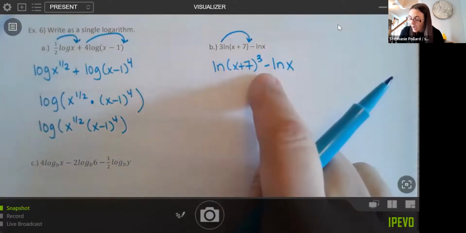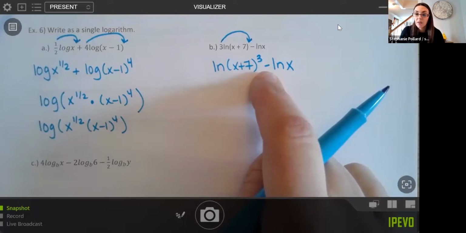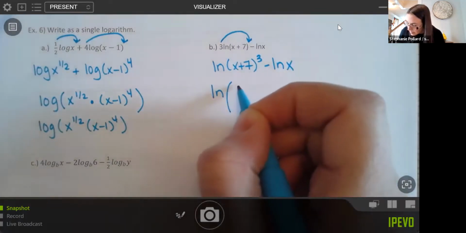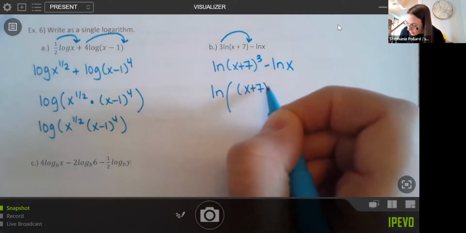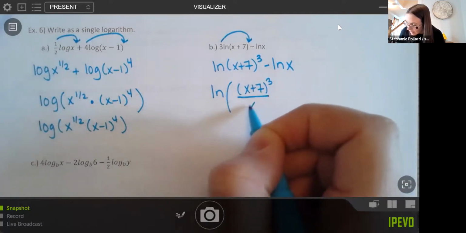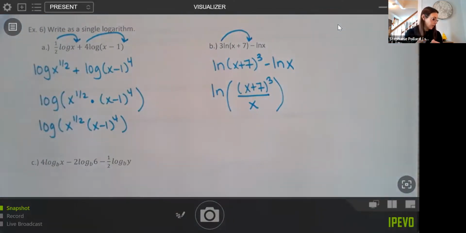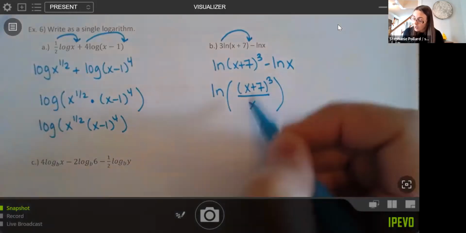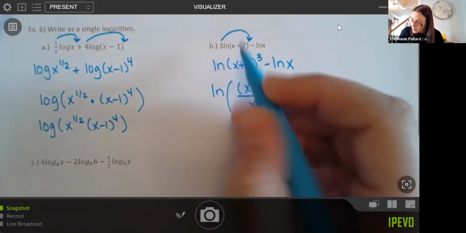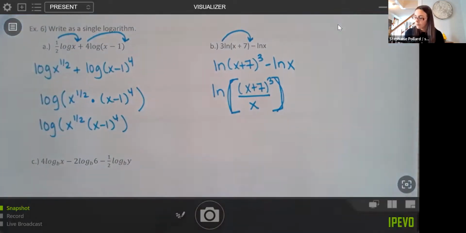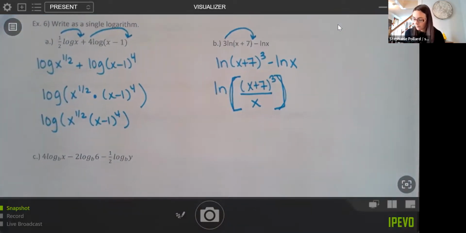Now I have that subtraction here. Remember, subtraction refers to division in the original form. So I have my x plus 7 cubed being divided by x. Whatever comes first goes in the numerator, whatever comes second goes in the denominator. And here, again, I really can't do anything else. So I'm done. If I could simplify in here, I would. I use parentheses. Your book sometimes will use brackets here. So if you see brackets here instead, that's also fine. Either way is correct.